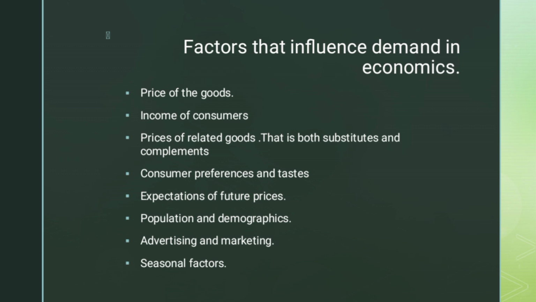The next point is prices of related goods. Under this, we have both substitutes and complements. Under substitutes, if the price of a substitute good rises, the demand for the original good may increase. For example, if the price of tea increases, people might buy more coffee. Under complements, if the price of a complementary good falls, the demand for the related good may increase. For example, a decrease in the price of printers may increase the demand for ink cartridges.